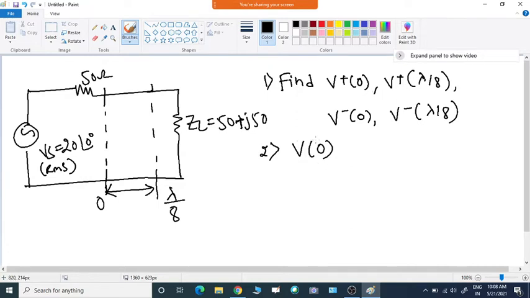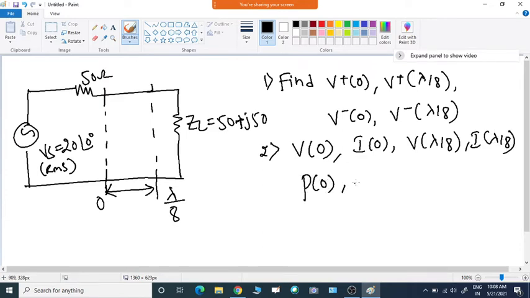This is the total voltage, V of 0 and I of 0, V of lambda by 8 and I of lambda by 8. And also you have to calculate the power at the 0th position and the power at the lambda by 8 position. And you have to calculate what is Z in of 0, so at the 0th position, what is the impedance value. So this is the problem which is given.